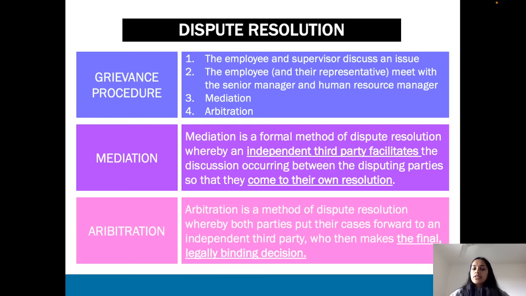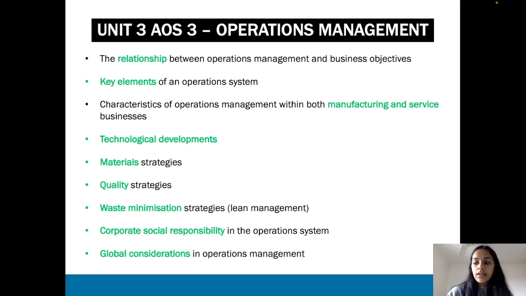And then we have arbitration. This is a method of dispute resolution where both parties put their cases forward to an independent third party who then makes the final legally binding decision. That often tends to be the Fair Work Commission. They have the power to make those legally binding decisions. This involves the court, and that's when legal consequences and legal decisions are being made. All right, then we have the third area of study under Unit 3, Operations Management.